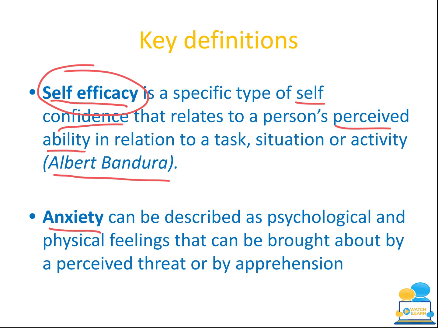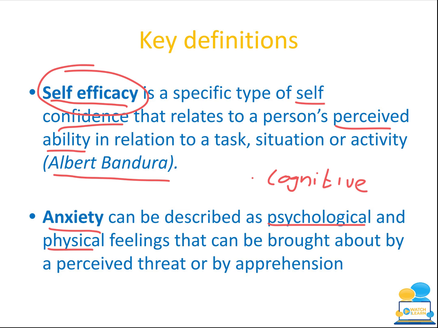So anxiety then can be described as psychological and physical feelings that can be brought about by a perceived threat or apprehension. So psychological anxiety can often be described as cognitive. So cognitive anxiety. So this would be someone thinking, oh gosh, I'm very nervous, I have a final coming up. What would happen if this happens? What would happen if that happens? What's the opposition going to be like? So constantly thinking about it in a psychological way, that would be described as anxious.